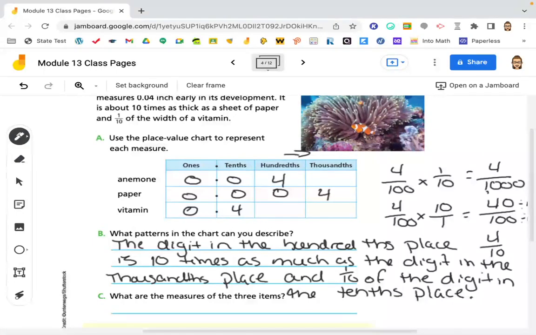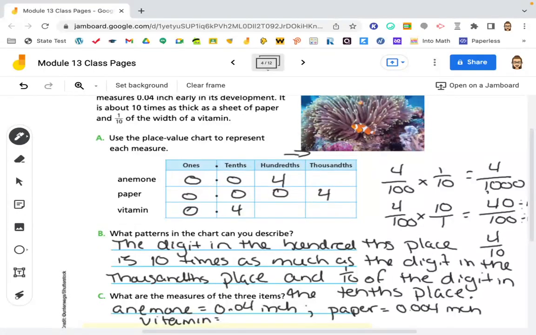So then it says, what are the measurements of the 3 items? So the anemone is 4 hundredths of an inch. Paper is 4 thousandths of an inch. And a vitamin is 4 tenths of an inch.